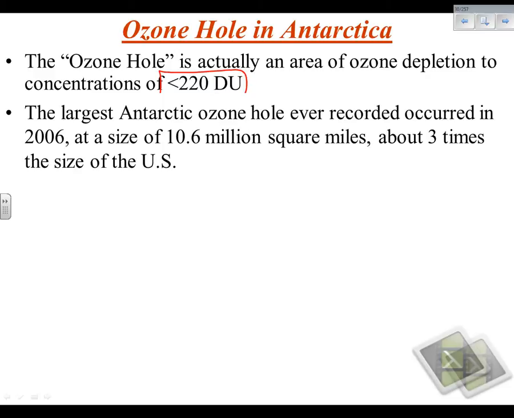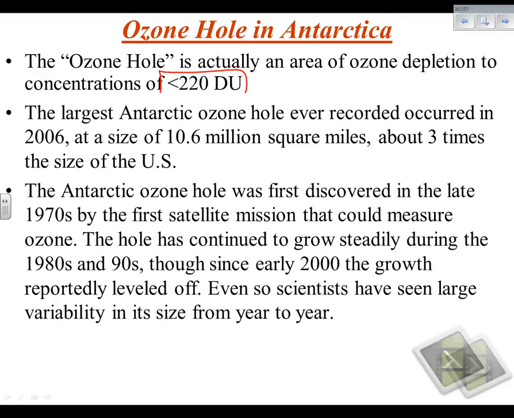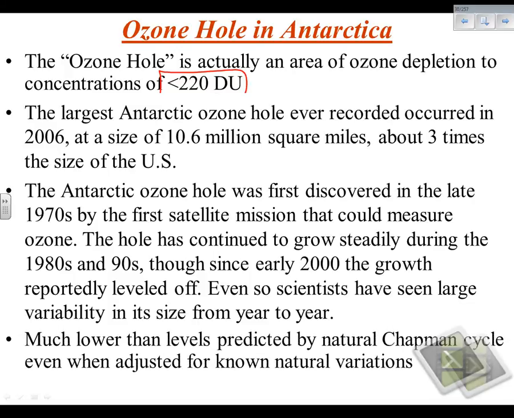So you get an idea of how humongous this is. It was first discovered in the late 1970s by the first satellite mission that could measure ozone. It was that noticeable. The hole has continued to grow steadily during the 1980s and 90s, though since early 2000 the growth reportedly has leveled off. Even so, we're going to see it varying from year to year, and it's not going to go away for a very long time. I don't want to tip my hand, but the thing that's causing it ain't going to go away for about 100 years.